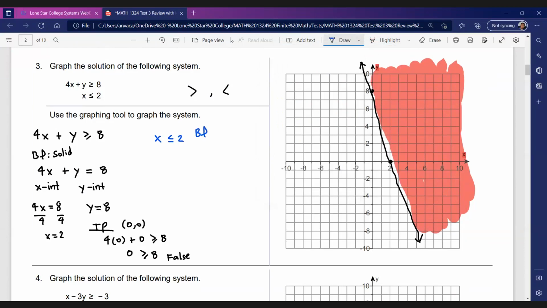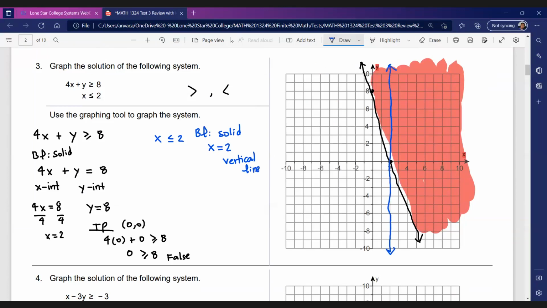The boundary line, once again, is solid. What is the boundary line? The boundary line is x equals 2. This is the equation of a vertical line that passes through the x value 2. So it's a solid boundary line that passes through 2. There we go.